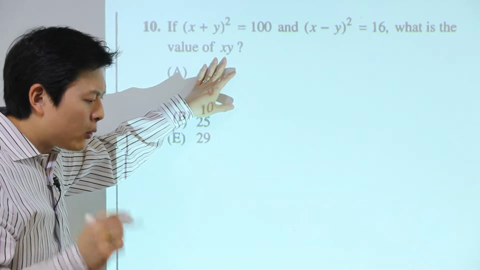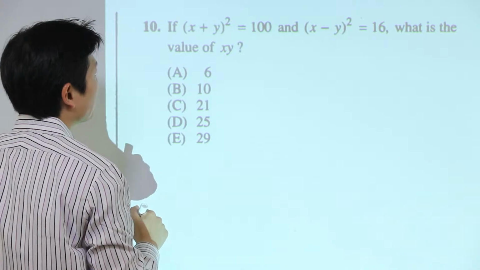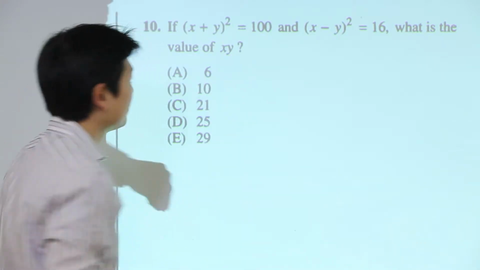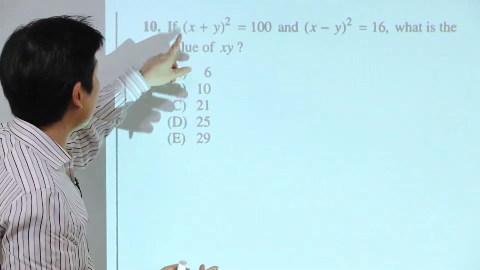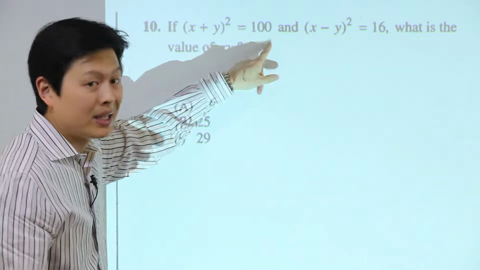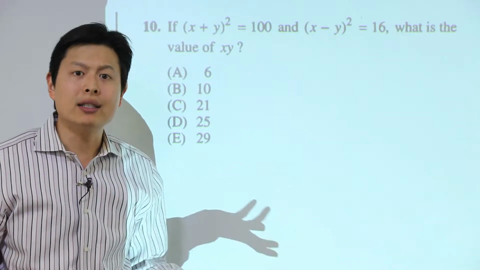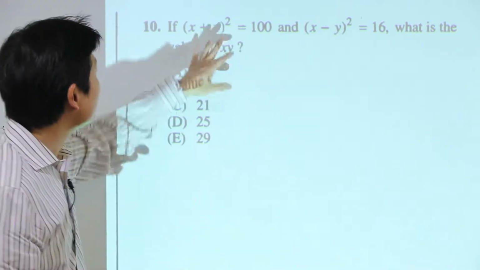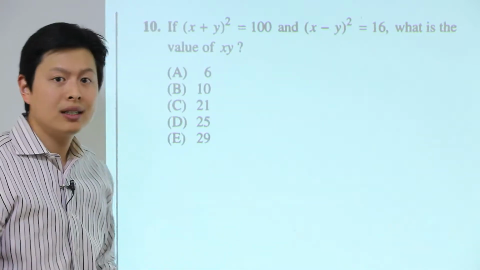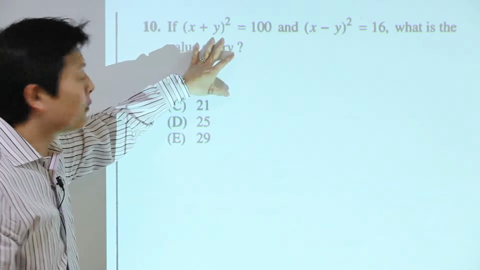See, what I want you to understand is, even if you take the square root of both sides here, you won't get xy. All you'll get is an equation that says x plus y equals 10, and another equation that says x plus y equals negative 10. You still don't get xy. How can I find xy? What can I do to these given equations to find xy somewhere? Okay? I'm going to go ahead and FOIL this out.